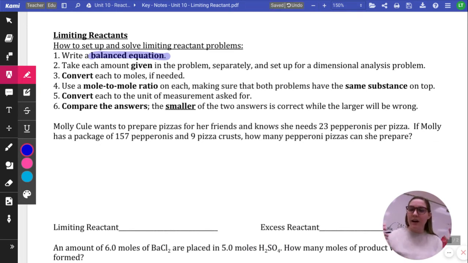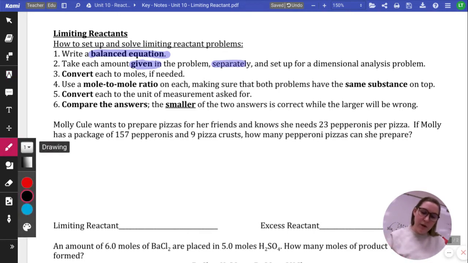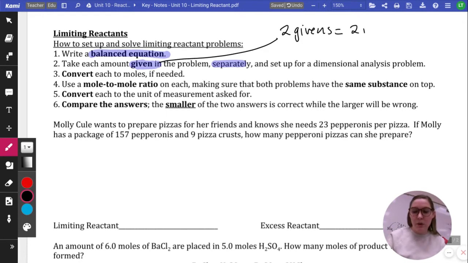And then the only difference is you're going to be given multiple givens in the problem. So you'll set them up separately for a dimensional analysis problem. So what I like to say is if you have two givens, that means you are doing two problems. So if you're given three givens, you're going to do three problems.